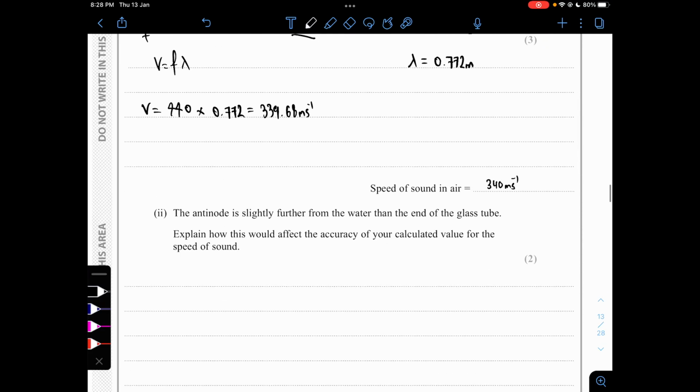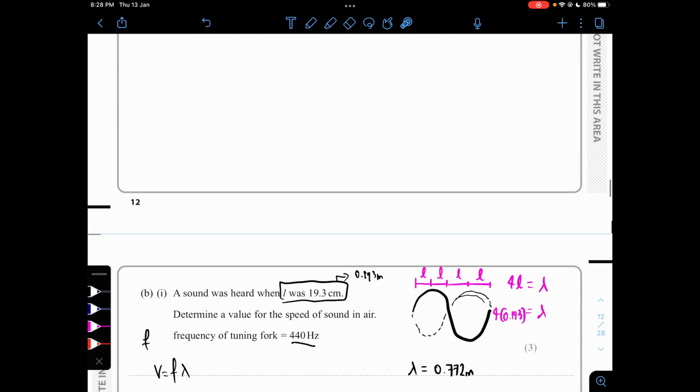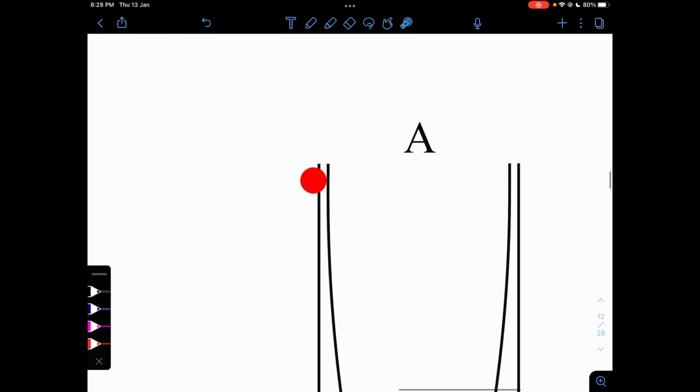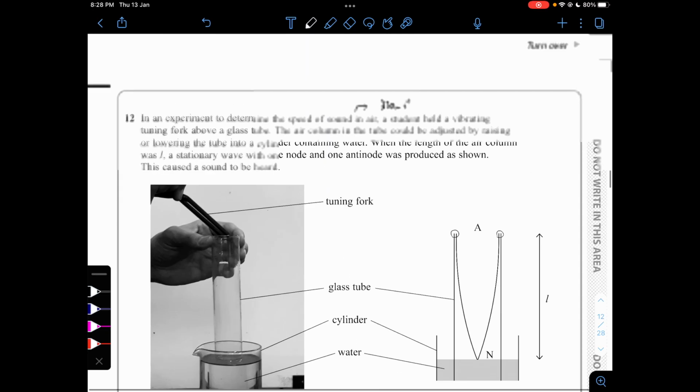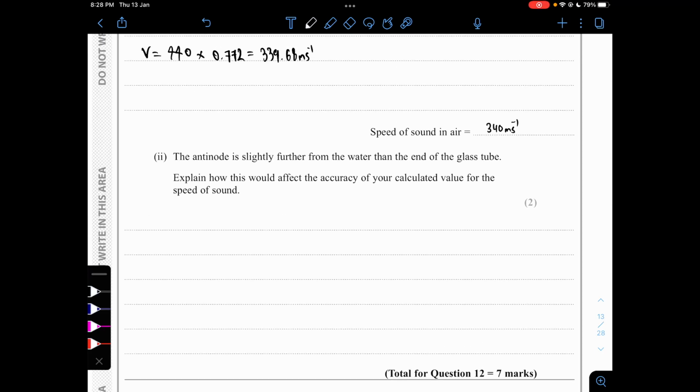The antinode is slightly further from the water than the end of the glass tube. Okay, so let's see. You can see over here, if I was to show you, there is this slight gap over here and here, this slight gap. And what do they want from this gap? They're asking how this would affect the accuracy of your calculated value for the speed of sound.